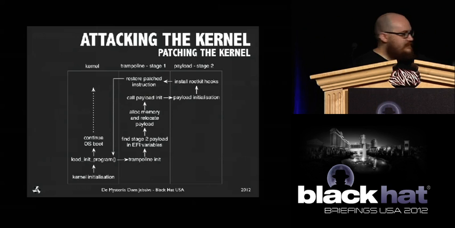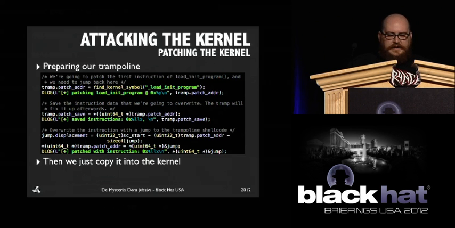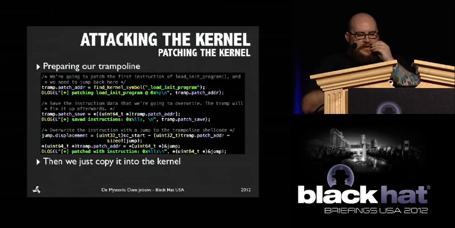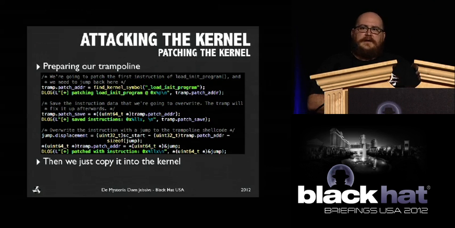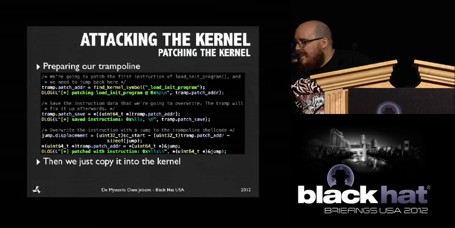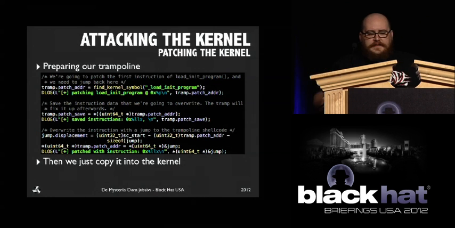Yeah, same thing. So a little screenshot of the code for preparing the trampoline payload, sorry. What we need to do first is find the load init program function in the kernel image. So we have to parse the link edit segment, which contains the symbol table, and find the load init program function in memory, and then save the first 8 bytes of that function so that we can restore it later.